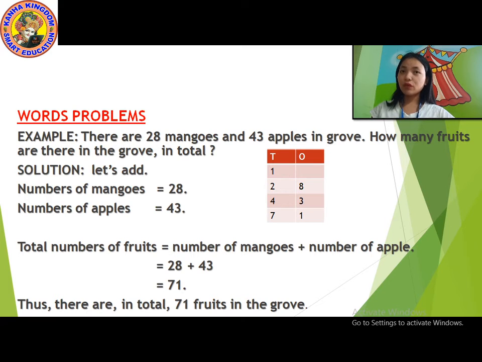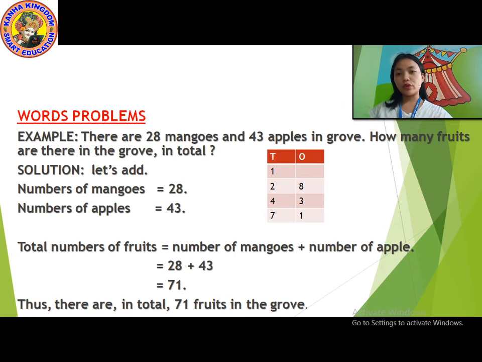From here we come to know that the total number of fruits equals the number of mangoes plus the number of apples. The number of mangoes plus the number of apples is equal to 28 plus 43, because the number of mangoes is 28 and the number of apples is 43. So we add 28 plus 43 and get the sum, 71, right?